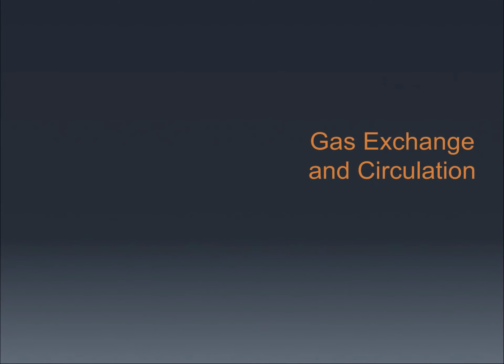All right, hi everyone. This is chapter 42, which is going to deal with gas exchange and circulation. So here we're going to be looking at two systems in the body, two interconnected systems, the respiratory system and the circulatory system, and how they are functioning in vertebrates, a little bit in invertebrates as well.